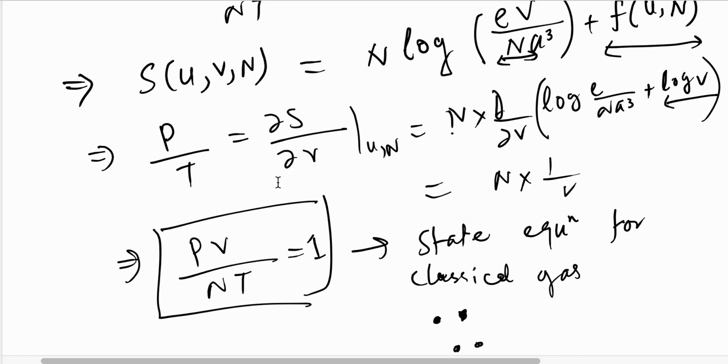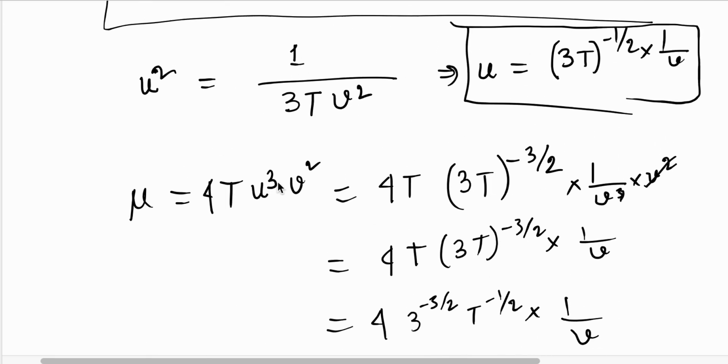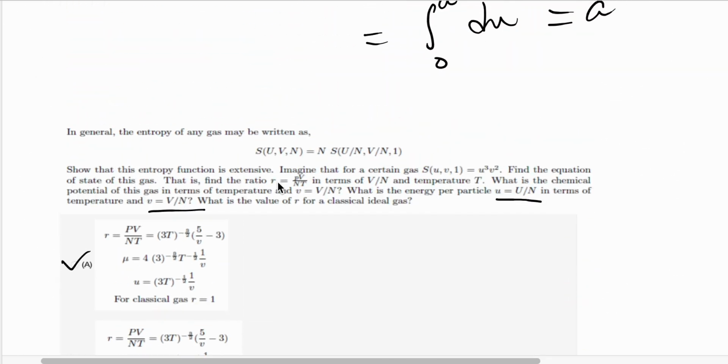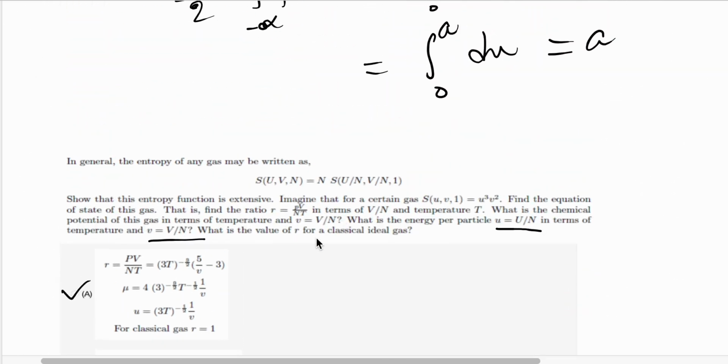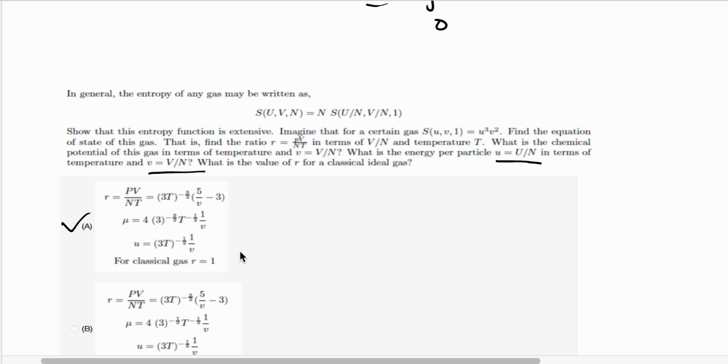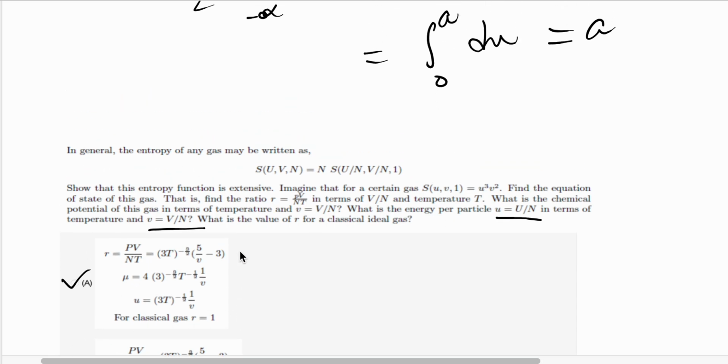That is all. It is nothing to do with this question, just for your knowledge I am saying that. So as the question asks, what is the value of R? The value of R for the ideal gas is 1. So we are done with question number 2.